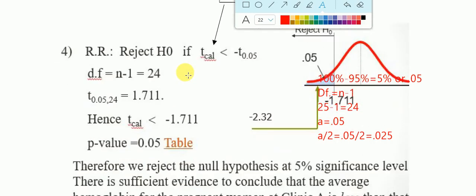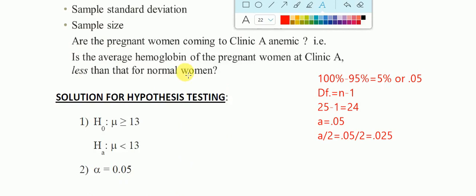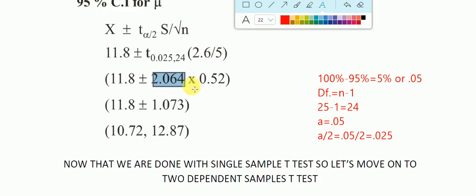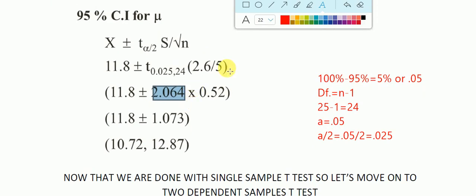The standard deviation of the sample, which is there in the question, is 2.6, so S is 2.6, and the denominator is under root n. The value of n is 25, and the under root of 25 is 5. So here we simply calculate it by multiplying 2.064 and 2.6 divided by 5, and we get this value.